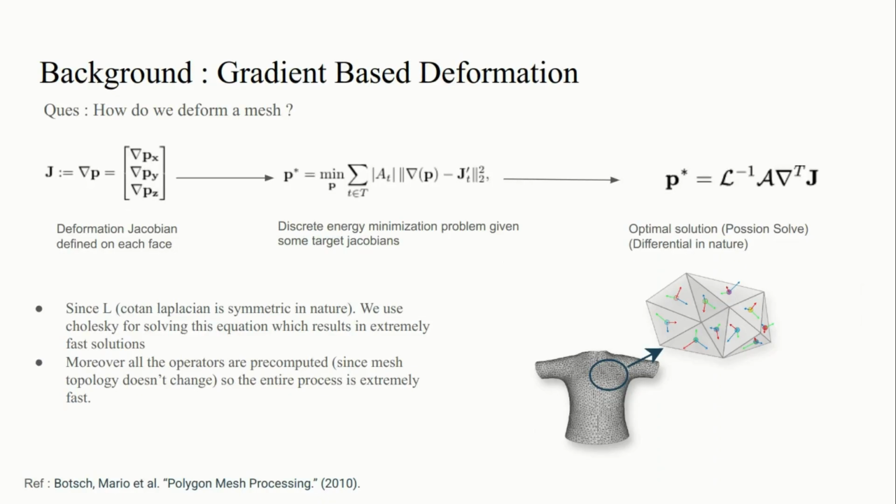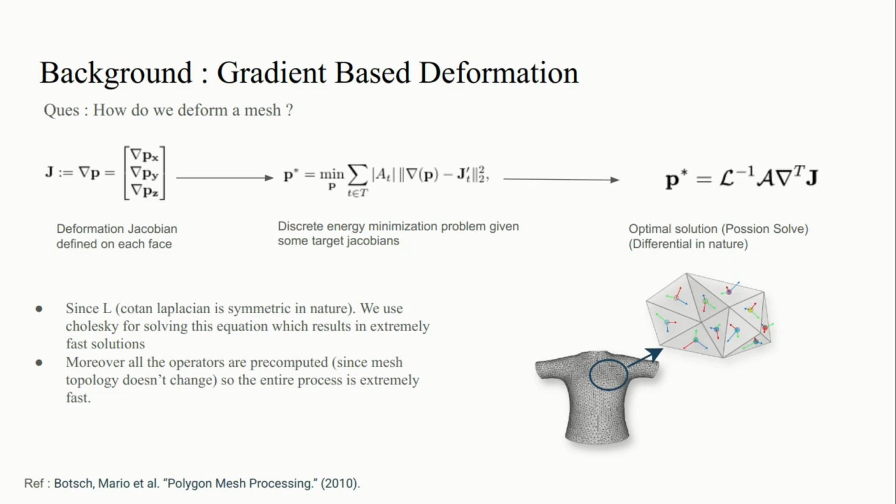To understand our solution, we first need to look at the engine that powers it, gradient-based deformation. The question is, how do we programmatically deform a 3D mesh? Instead of just moving vertices, which is chaotic, a more robust way is to define our target deformation on the surface itself. We do this by defining a deformation Jacobian for each triangle face. This frames the problem as a discrete energy minimization. We want to find the mesh vertex positions that best fit our target Jacobians. The optimal solution to this can be found by solving a large sparse linear system, a Poisson solve.